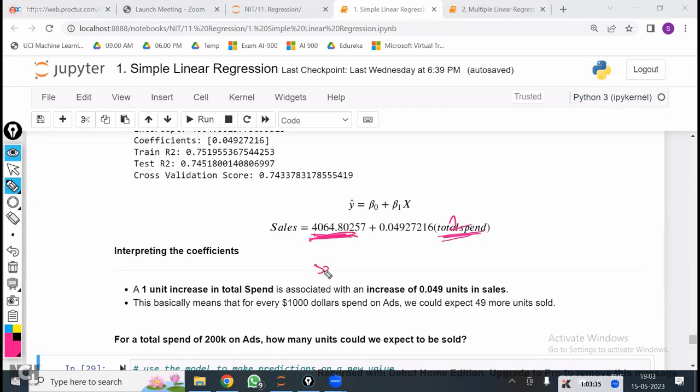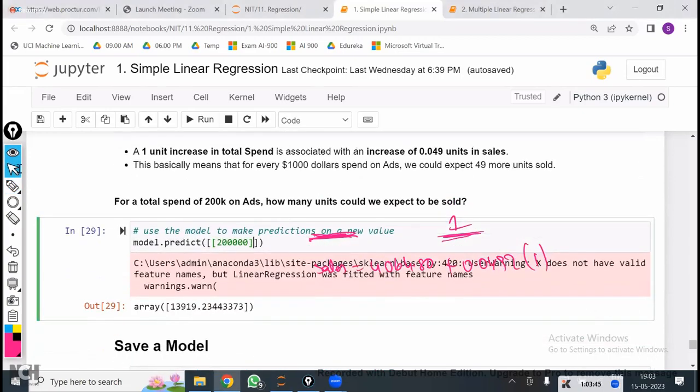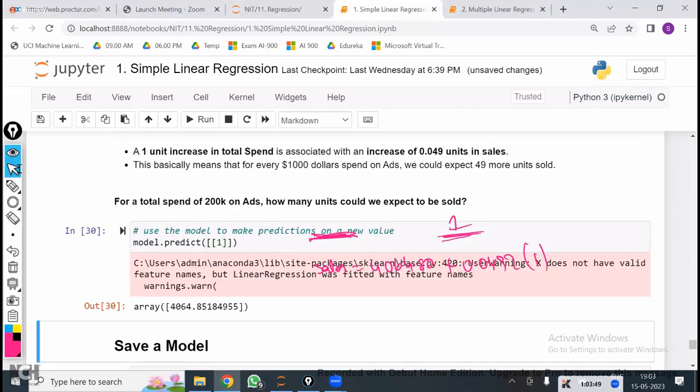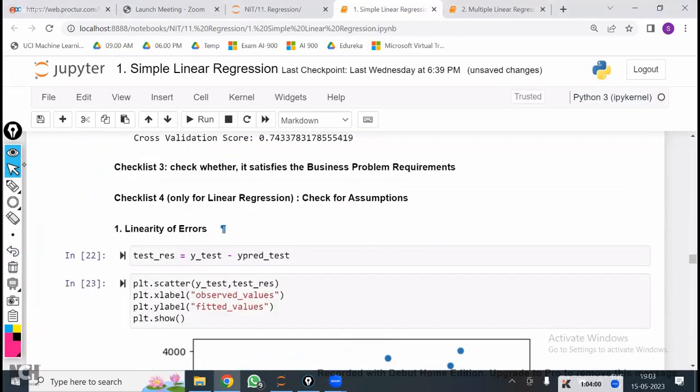Means sales is equal to 4,064.80 plus 0.0492 into 1. So for $1, let us try keeping only $1. 4,000 units I'm getting, which is a wrong answer. This is not applicable with that. Now it is only applicable for the data between this to this.